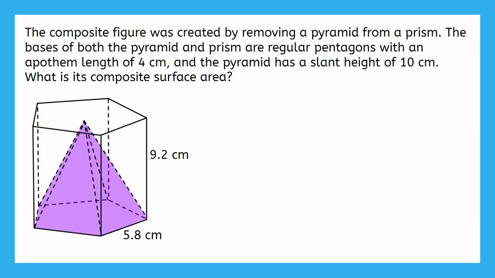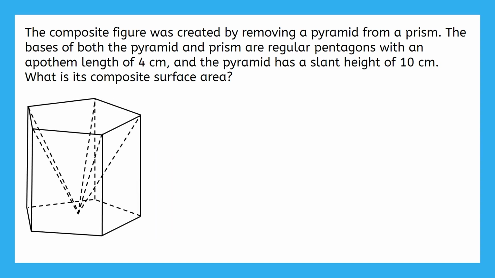Even though it's inside of the prism, the pyramid does affect our composite surface area because this shape is not solid all the way through. By removing that pyramid, we've created a hole, a hollow area. Imagine it this way. If we were to flip this shape upside down, the pyramid creates a well that we could fill with something, like water.